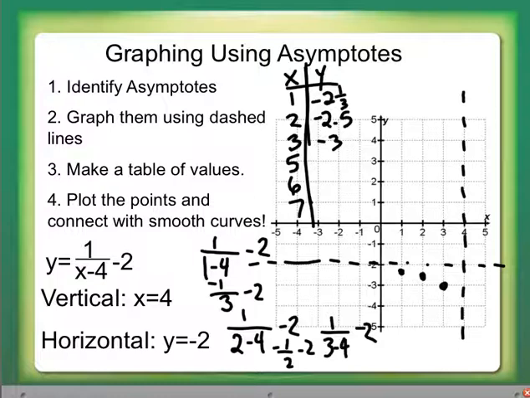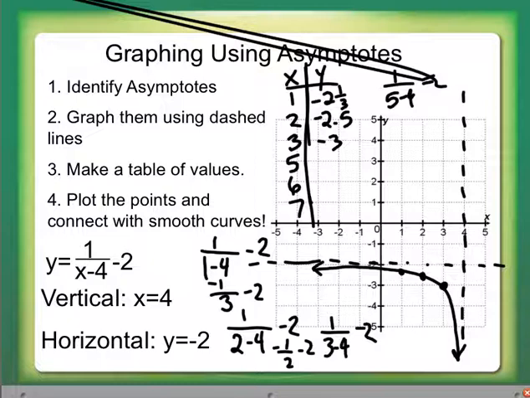We can start to see this curve, and the more points that we have, the better picture we will have of this curve, but that's about what it's going to look like. Now for the ones on the right side of my vertical asymptote, I'm going to plug in 5, and I get 1 over 5 minus 4 minus 2, which means I get 1 over 1 minus 2, so a negative 1. So at 5, I'm right here at negative 1.